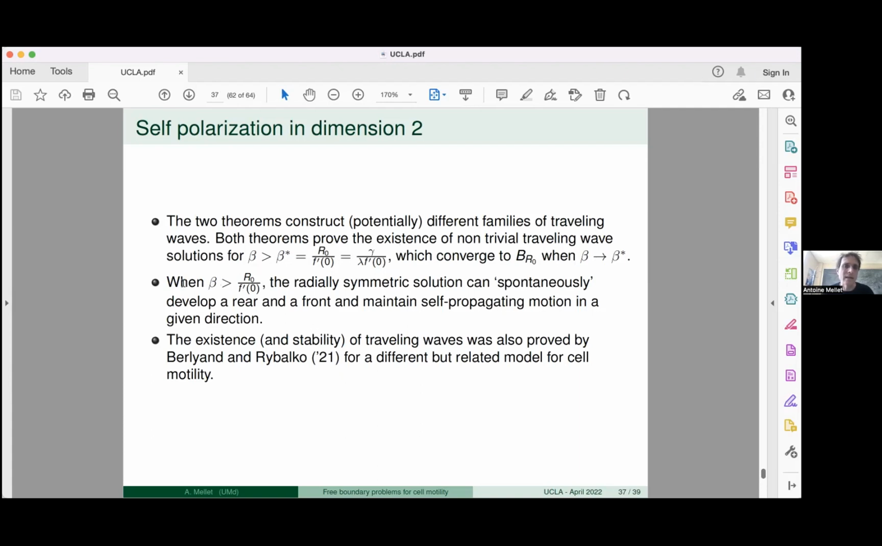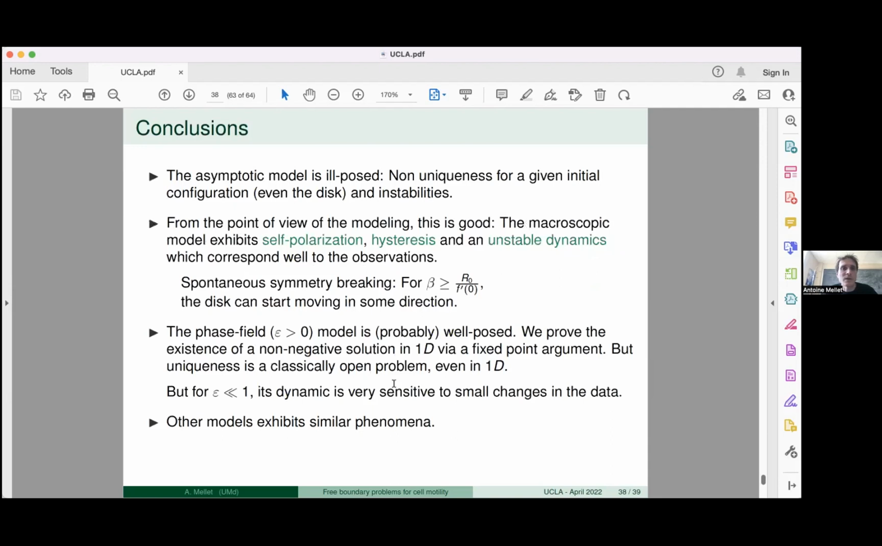And so it tells you that when beta is large enough, the radially symmetric solution can develop a rear and a front, and then maintain this self-propagating motion, right, via those traveling waves. So this again is similar to the type of result that was proved by Berlian and his collaborator for the second order model, and more recently also for some other different but related models for cell motility, right? And this is really the type of result that people are after with these models, right?